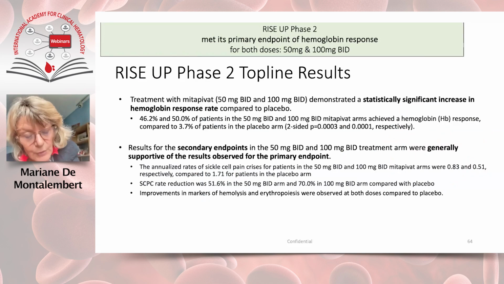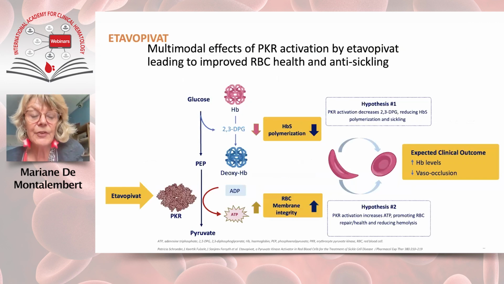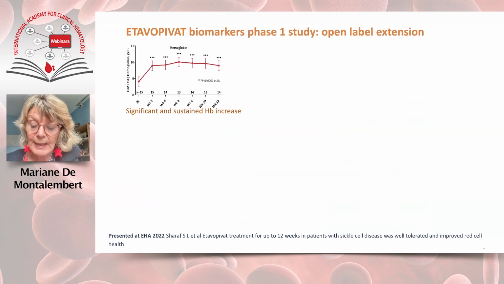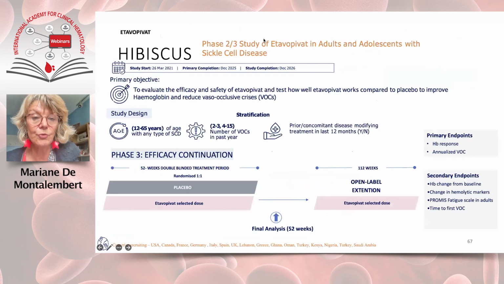There are very good clinical results in this phase 2. You have an increase in hemoglobin level and a tendency to less painful crises. Phase 2, phase 3, ongoing. And the other drug is etavopivat. Phase 1, excellent results. Here are the data. This is a phase 1, reduction of hemolysis, increase in hemoglobin, and phase 2, 3, ongoing.